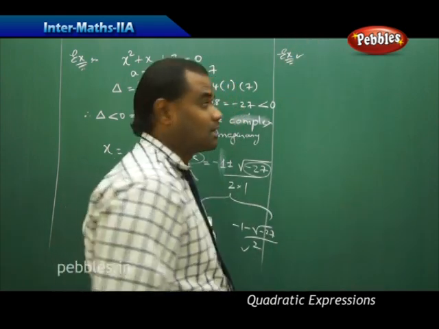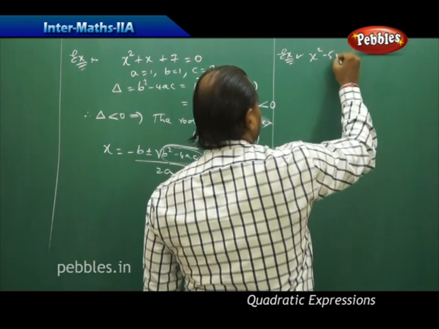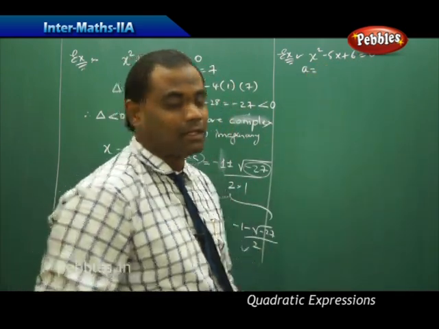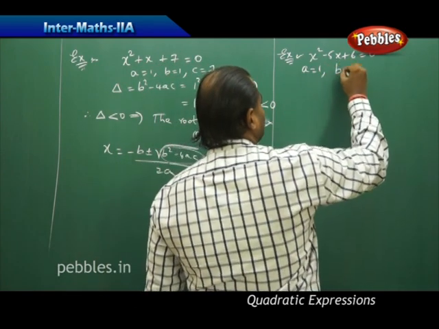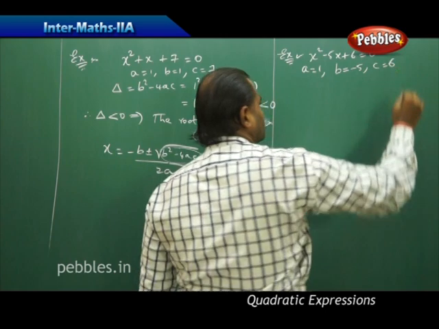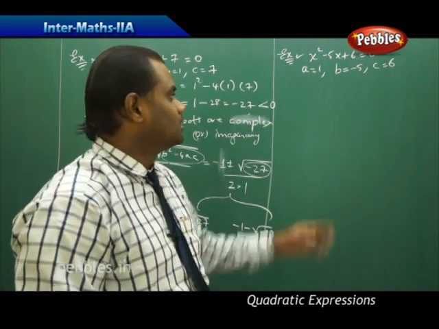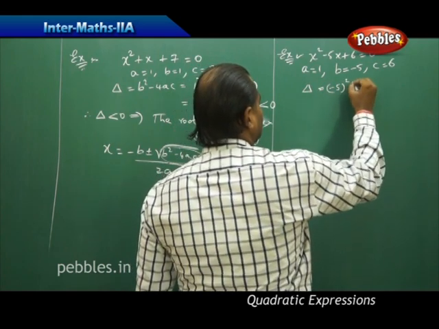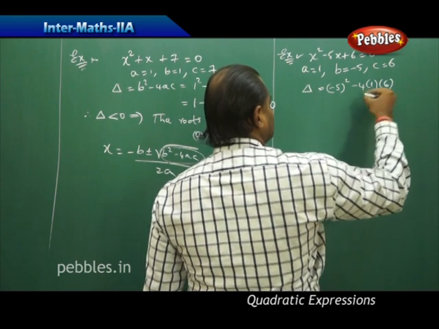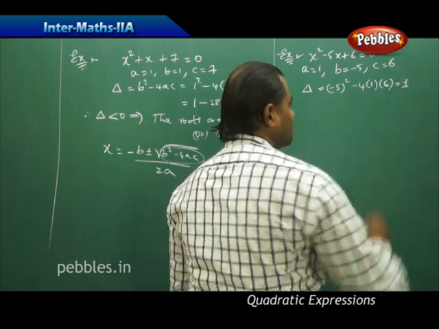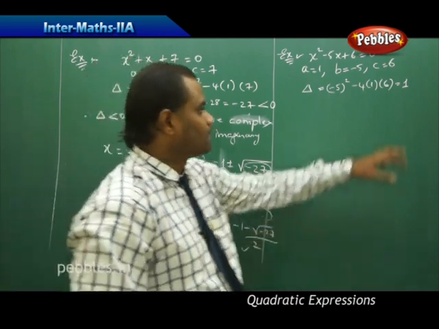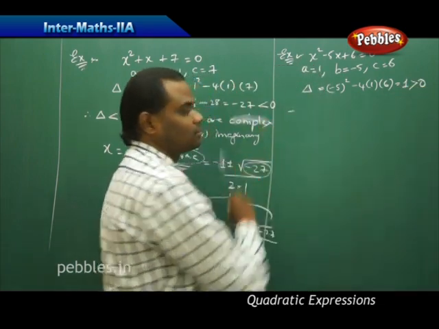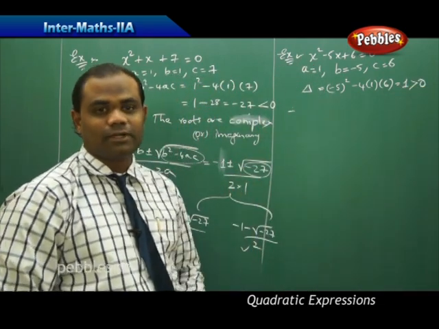Next, let me take another example. Say x squared minus 5x plus 6 equal to 0. Then in this case, I identify a equal to 1, b is minus 5 and c is 6. So here my delta is b squared minus 4ac, which on simplification gives me 25 minus 24 equal to 1. So my delta is 1, which is clearly greater than 0. Therefore, this comes under case 1 of the significance of delta.